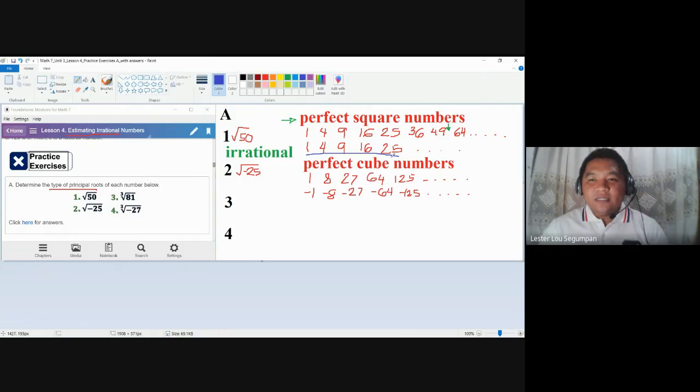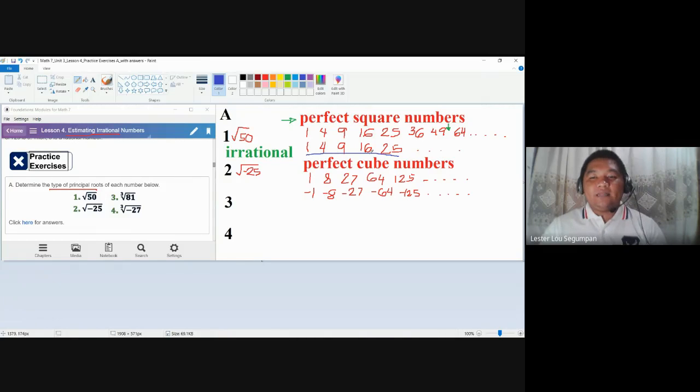Take note that positive 25 here is the perfect square of negative 5, because when you multiply negative 5 to itself, negative 5 times negative 5, we are multiplying numbers with the same signs. In short, the answer is positive 25. So it is good to note that negative 25 here cannot be a perfect square.